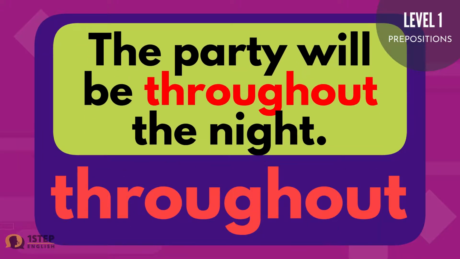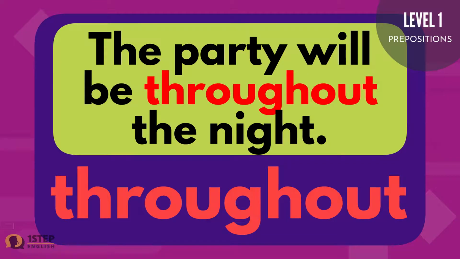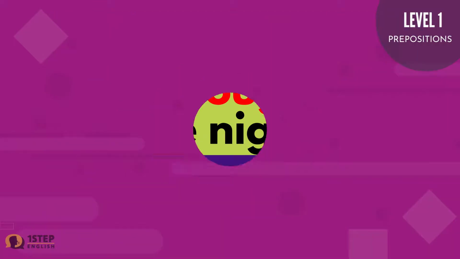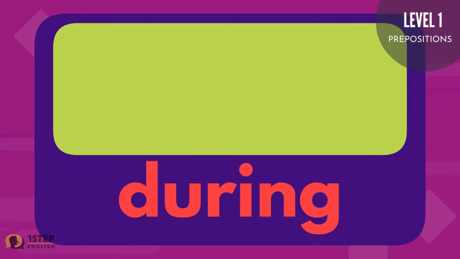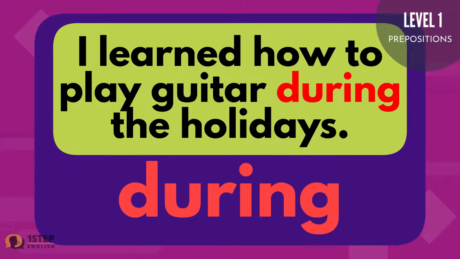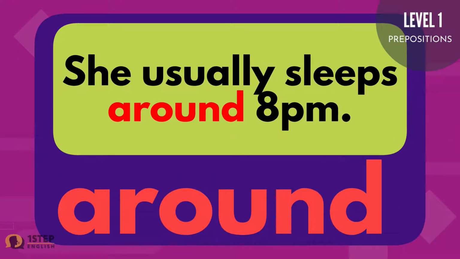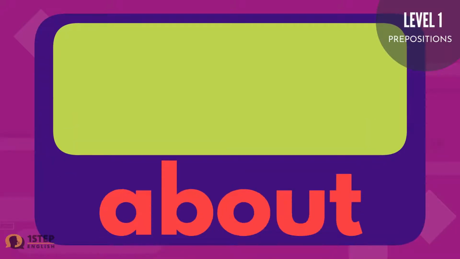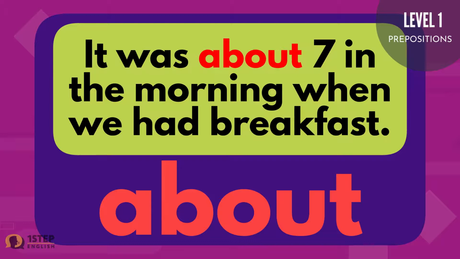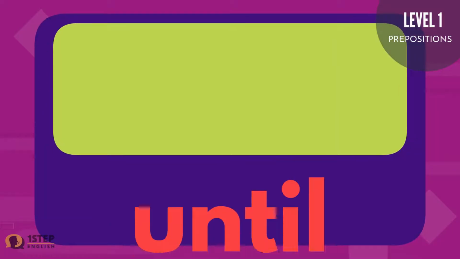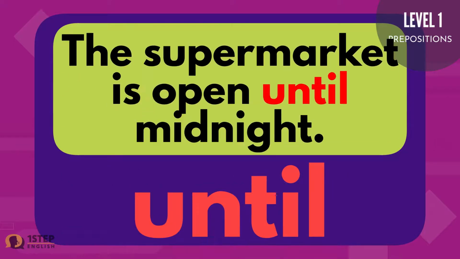Throughout. The party will be throughout the night. During. I learned how to play guitar during the holidays. Around. She usually sleeps around 8 p.m. About. It was about 7 in the morning when we had breakfast. Until. The supermarket is open until midnight.